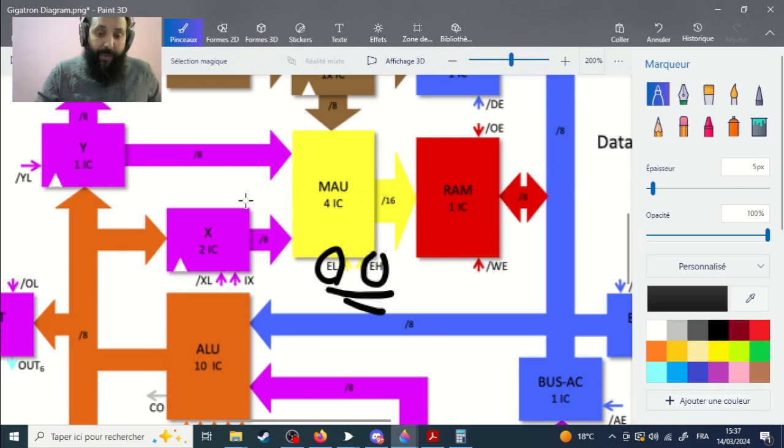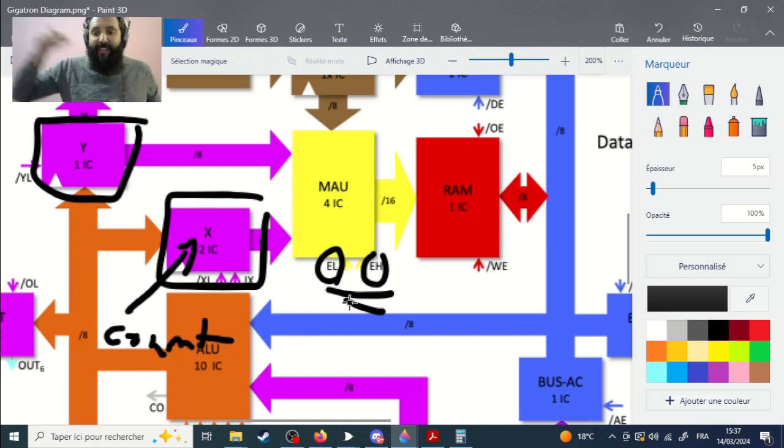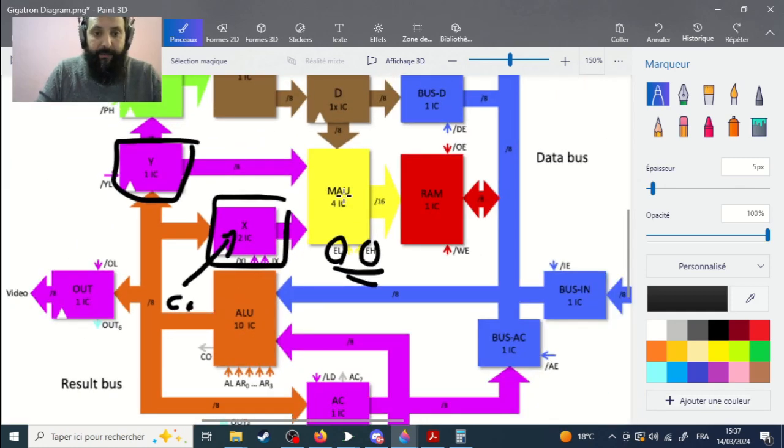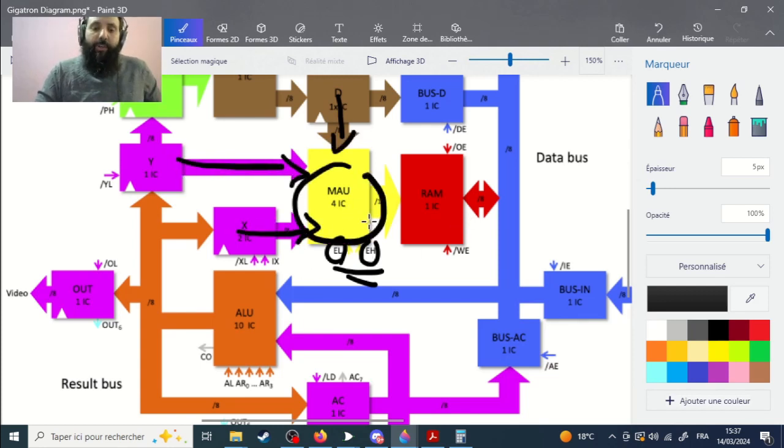You have to understand this. We added those two registers. We have the Y and we have the X. To be honest, this is not a register. This is a counter. This is a register that can count, that can increment. And we have three sources. The MAU uses those three sources to generate the 16-bit address to the RAM. It is generated depending on the addressing mode.